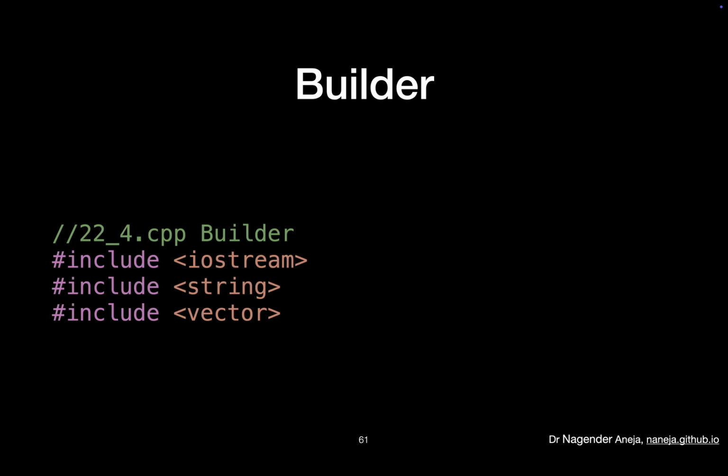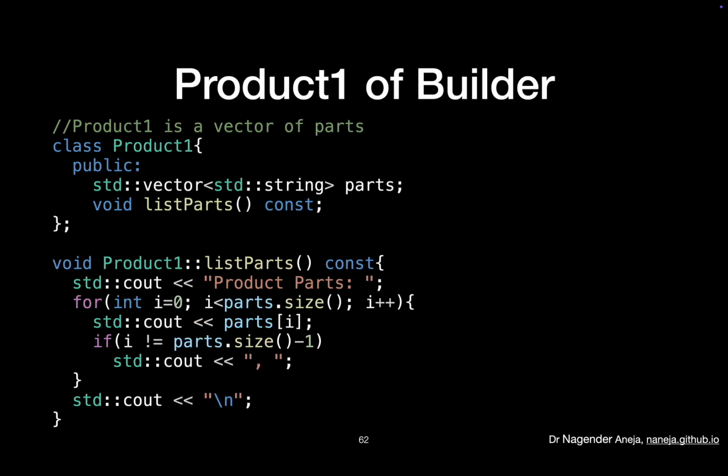Let's see this in action in the coding. So we have these libraries, builder. We have product one, and product one is, let's say, a vector of parts, because there are a lot of things to be created, and all of those things will be added to this vector, right?